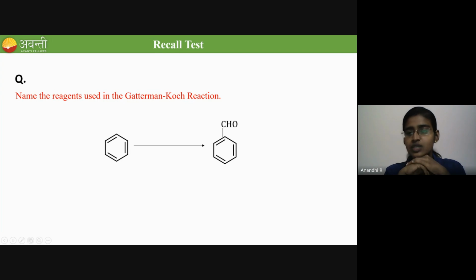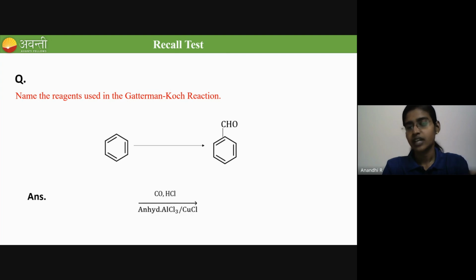Okay, CuCl, only CuCl. CuCl is one of the catalysts there. But the main reagent, which is being used? Just think for a while and let me know in the chat box. Good. CO, carbon monoxide. What is the answer? Carbon monoxide with HCl and anhydrous AlCl3 with copper chloride.